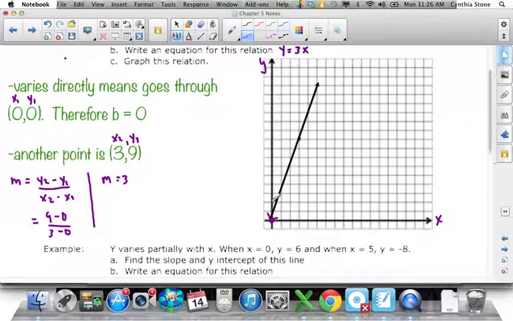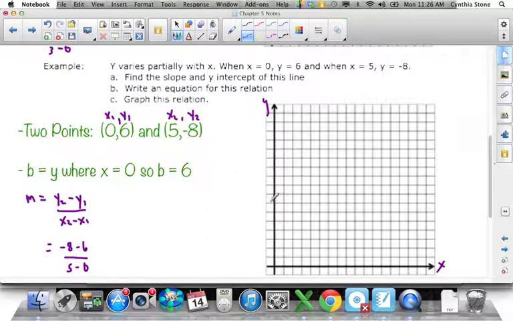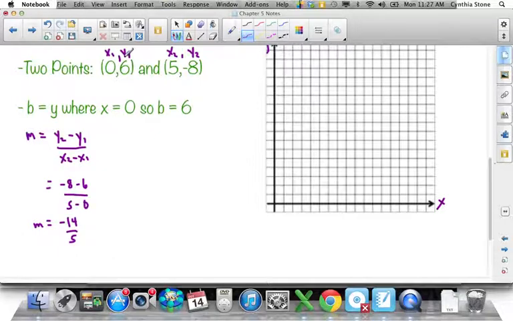One more question, same idea, but the difference is it varies partially. That means it doesn't go through 0, 0. But it does give me 2 points this time, 0, 6 and 5, negative 8, right? So I have my 2 points. So find the slope and y-intercept. To find the slope again, use the equation, y2 minus y1 over x2 minus x1. So I'll call this x1, y1, x2, y2, and sub in the numbers. And this time you get a weird slope, negative 14 over 5. That's an odd one and not as fun to use.